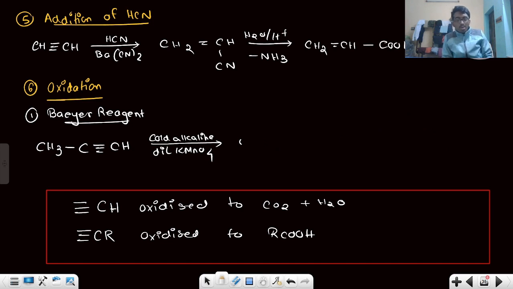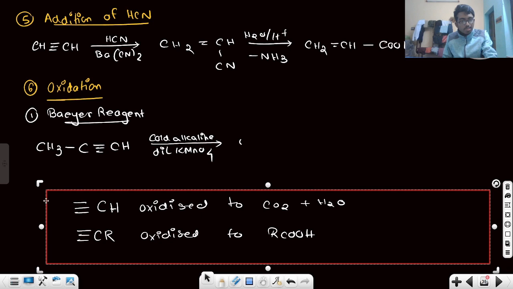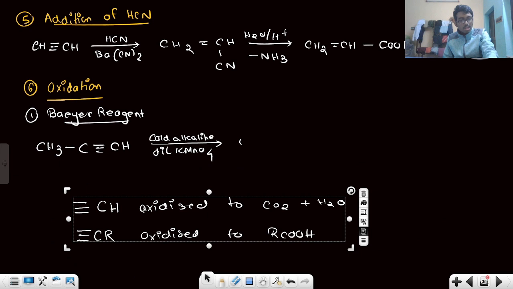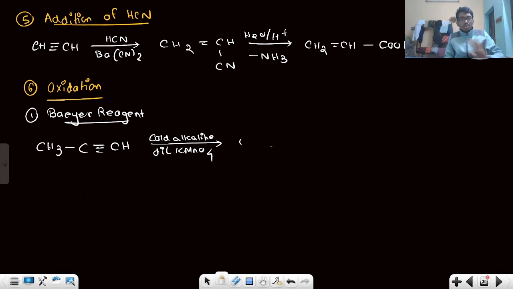Now you may ask, why did I write that thing? Because I will need it later on, not for this case. If you are getting confused, let me erase it. This is not for this case, it is for hot KMnO4. If you are giving cold dilute KMnO4 to CH3-C≡C-H, then this part transforms into a ketone part, in the presence of cold alkaline dilute KMnO4 only.